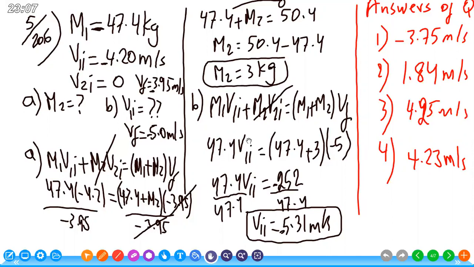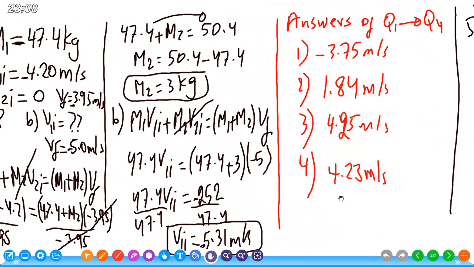And here 47.4. How much is the new V1 initial? Do the calculation, you will get minus 5.31 meters per second. What I did here is that for all questions from 1 to 4, I wrote the answers for you. Questions from 1 to 4, we are going to find V final. Use just this equation and find V final, which is very easy.